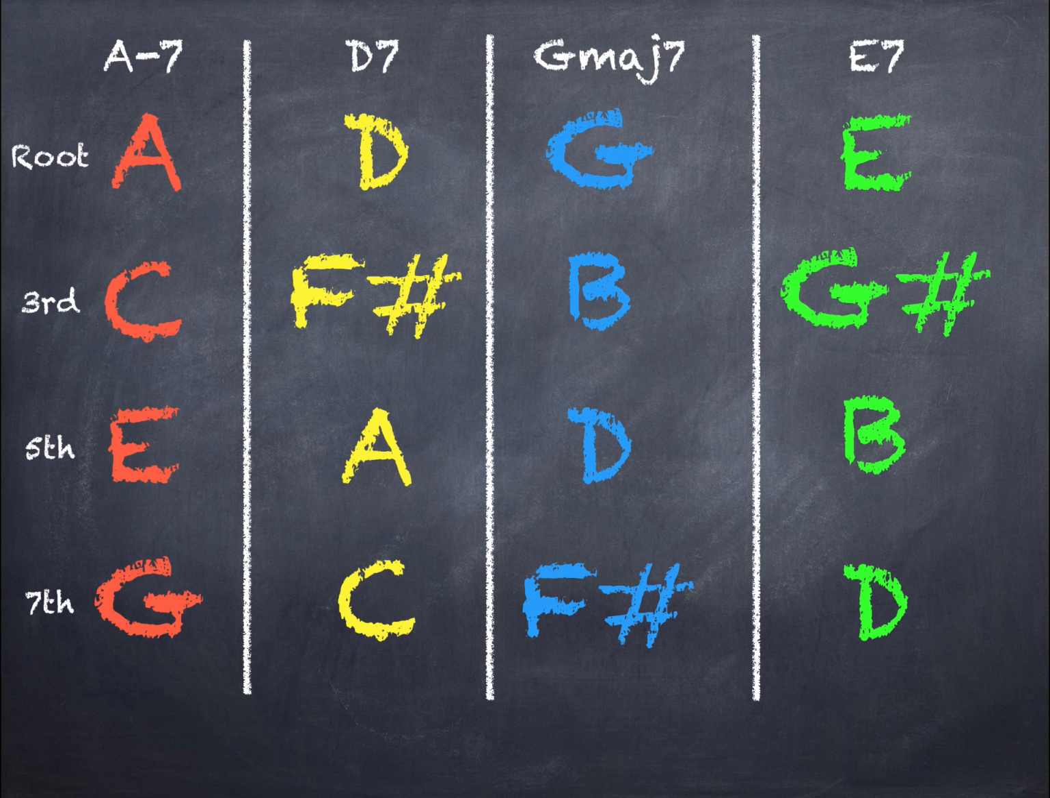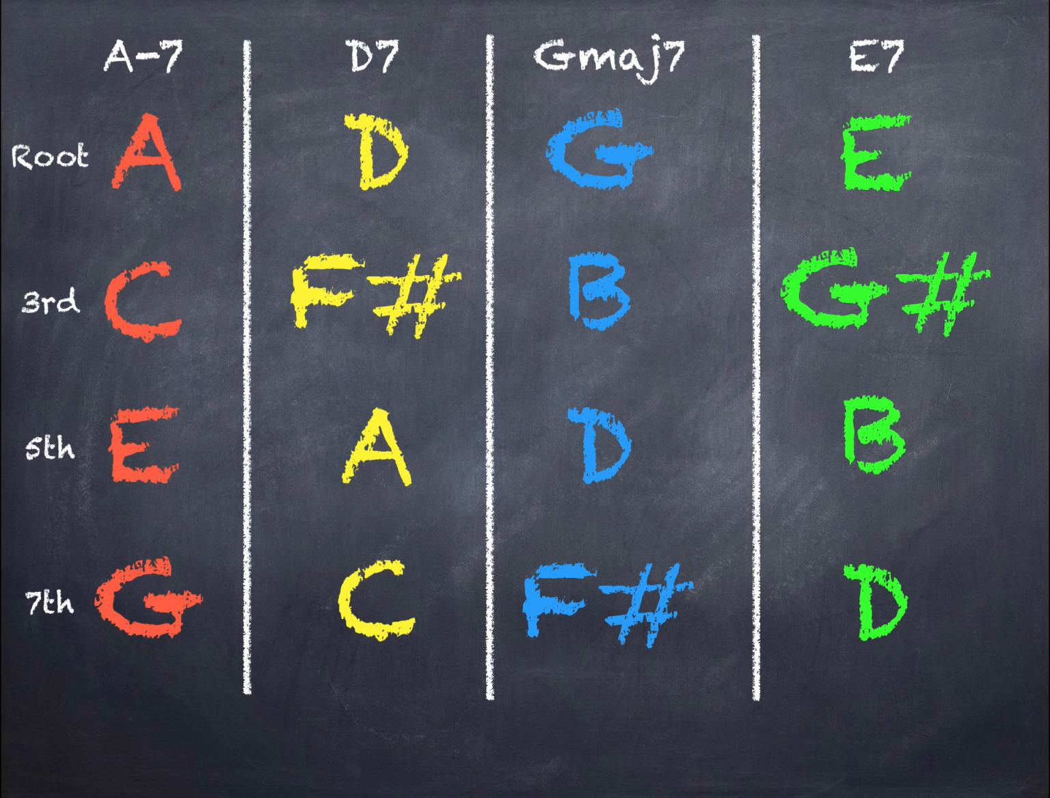We've got D dominant 7: D, F sharp, A, and C. Draw another line. We've got G major 7: G, B, D, and F sharp. And then our last chord, we've got E dominant 7, which is going to bring it really nicely back to the start: E, G sharp, B, and D. So the whole top line of these notes here are called the root. Then we've got the 3rd, the 5th, and the 7th.